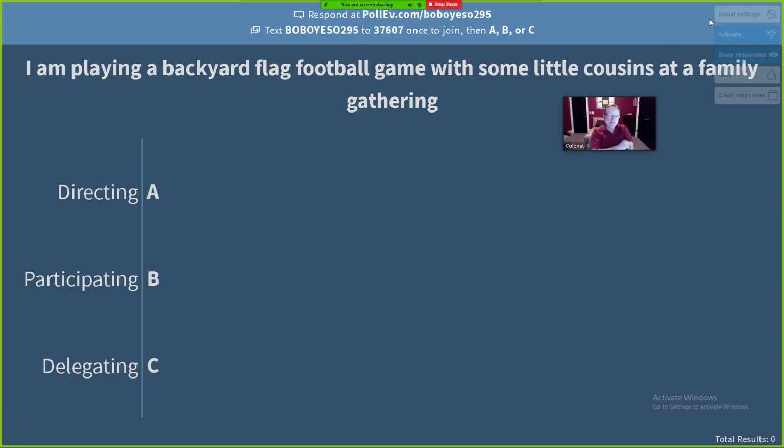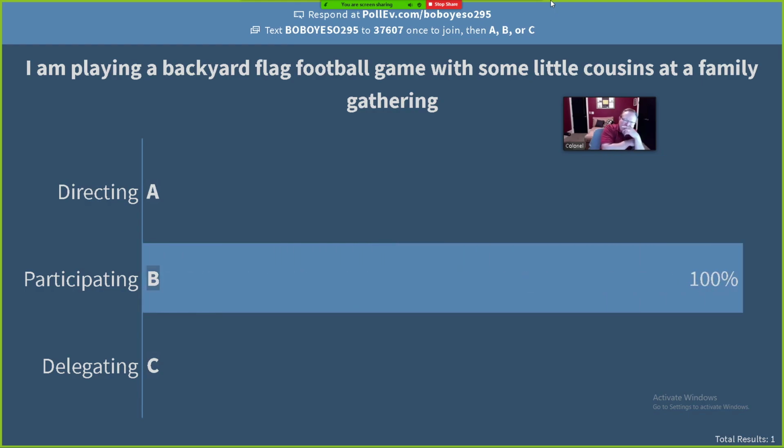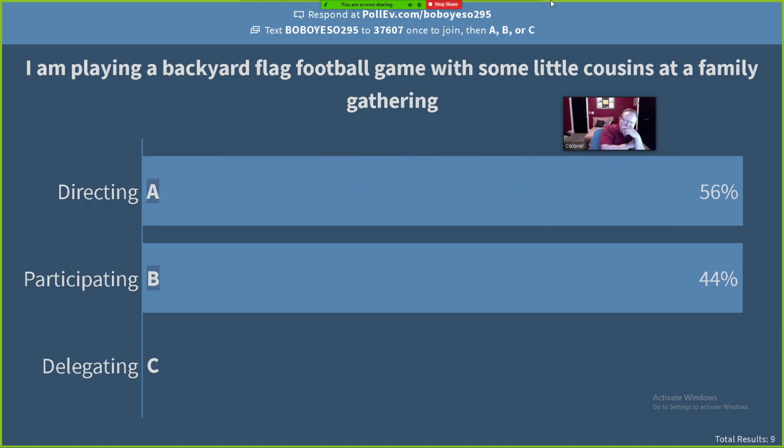So another situation. Let's say you're playing a backyard football game with some little cousins, and they have never played football before, at a family gathering. Would you do directing, participating, or delegating? So we're about 50-50. Yeah, exactly 50-50.